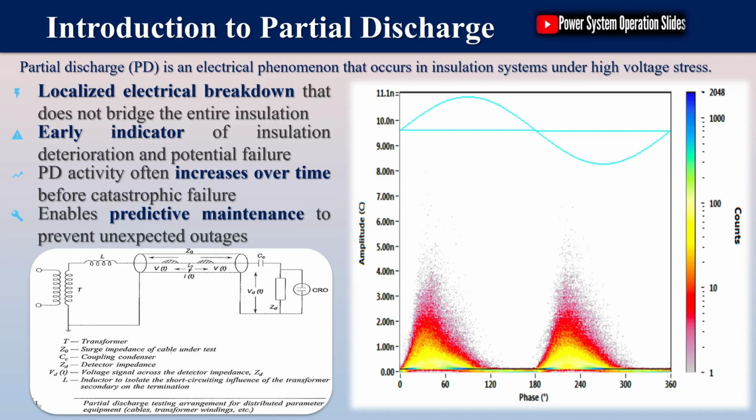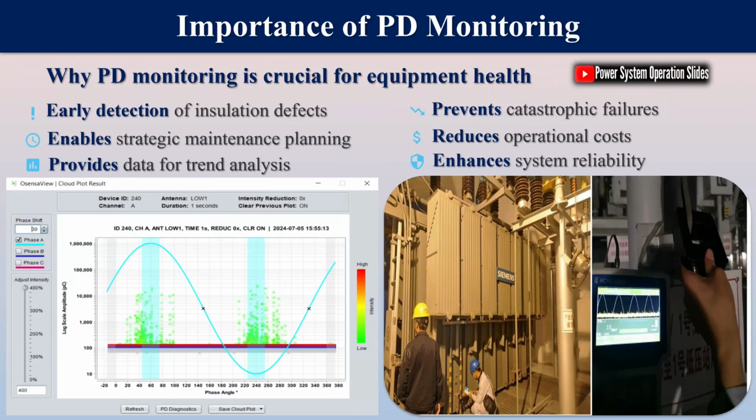The physics of PD involves the generation of short-duration electrical pulses that propagate through the equipment's insulation system, creating measurable electrical, electromagnetic, and acoustic signatures. These signatures vary depending on the type of defect, the insulation medium, and the equipment geometry.